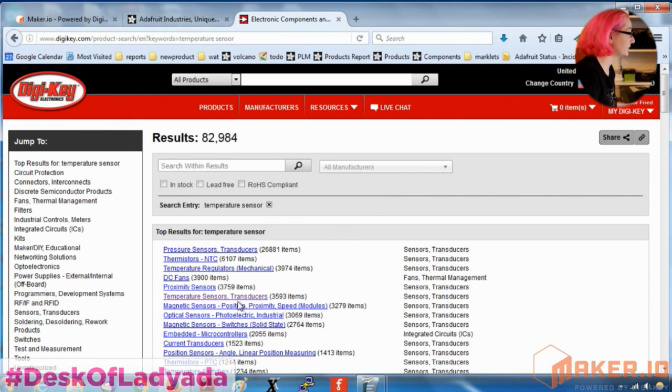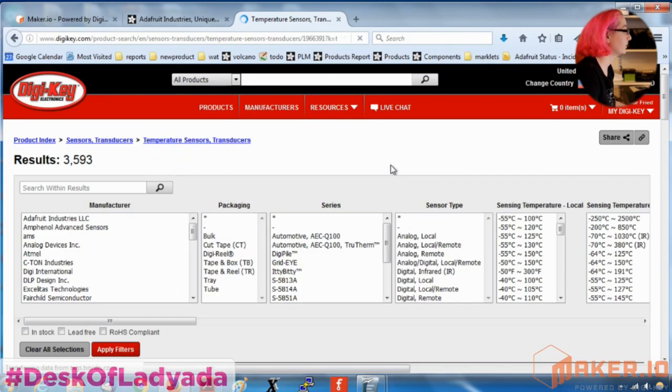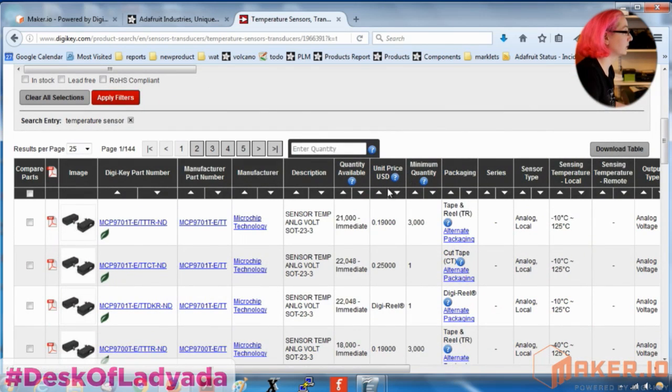Okay, so temperature sensors. So there's all sorts of things. Let's go to temperature sensors and let's do that magic where we sort by price.